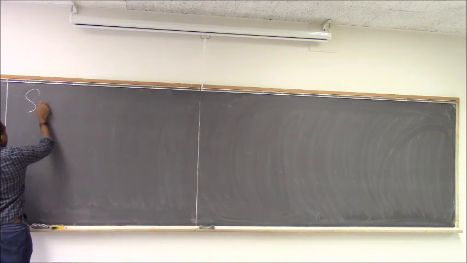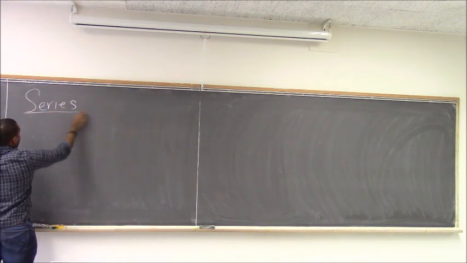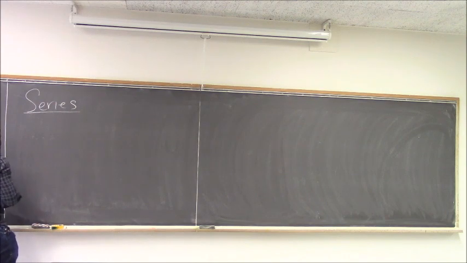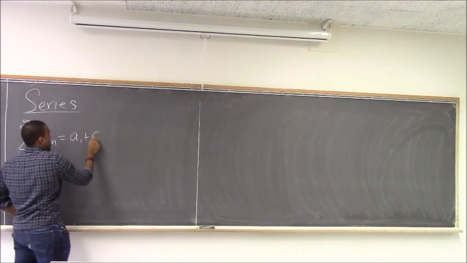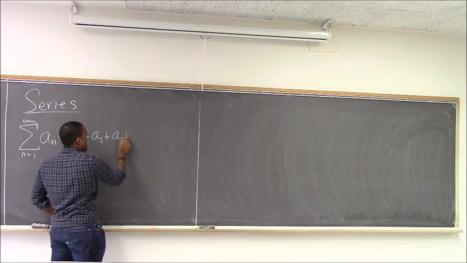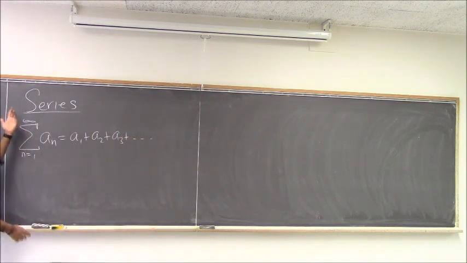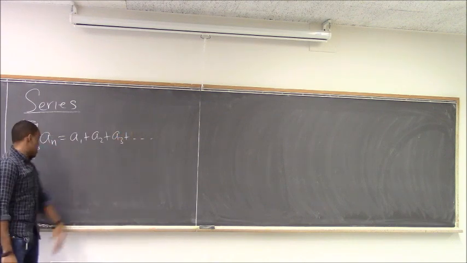Last time we started talking about series. Remember, this is just the sum of the terms of a sequence. The notation is sigma a_n, and this just means a1 plus a2 plus a3 plus dot dot dot. Of course, you can have a finite series, but we don't care. They're not very interesting. We care about adding up an infinite number of things.